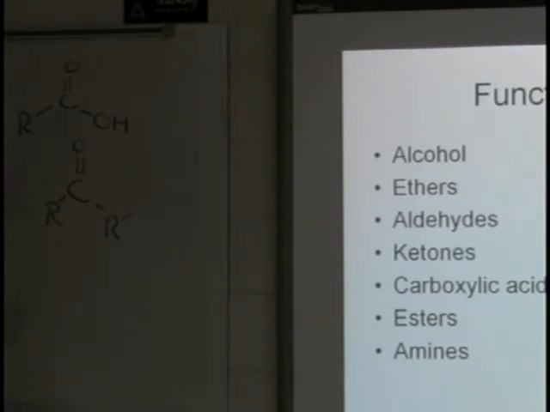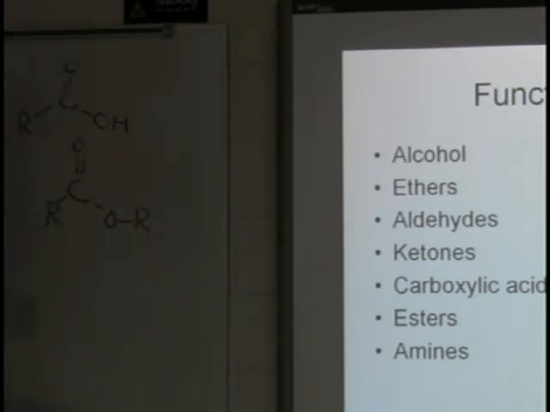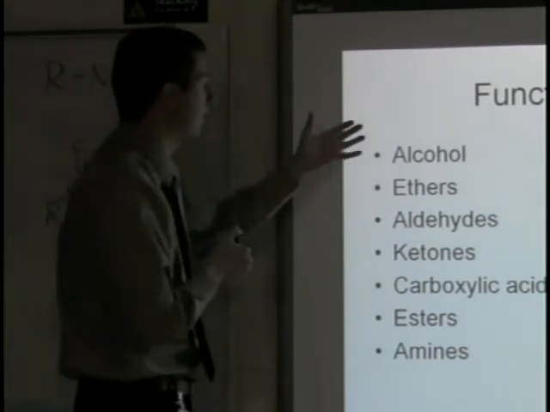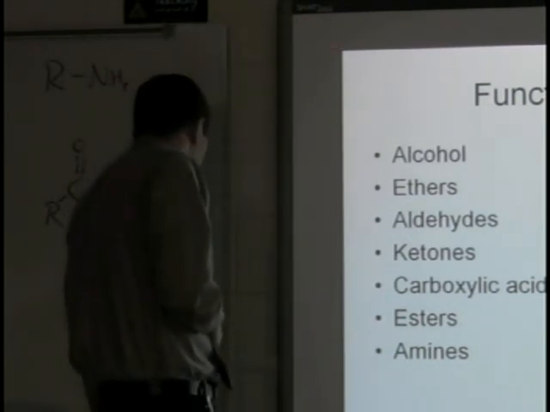Ester is going to be the second to last. What we're going to do is replace the H on the OH with another R group. So this would be an ester. The last one is an amine, like amino. So amine, you'd have your R group and it's bonded to NH2 to wrap things up. So again, if we go back to the slide here, these are the 7 functional groups, 1, 2, 3, 4, 5, 6, 7, that we have to be aware of.